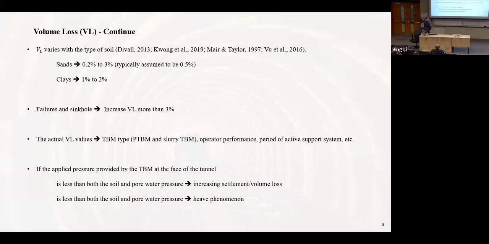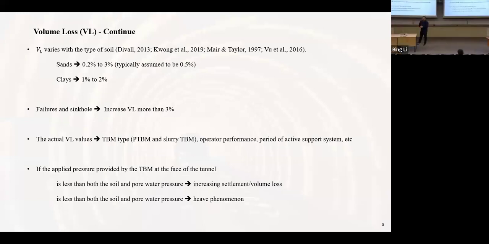As I said, there is a difference between the types of soil. For sand, volume loss is about 0.2% to 3%, typically around 0.5%. For clay, it's about 1 to 2%. For unexpected occurrences like sinkhole failure or something like that, it may increase to more than 3%, most of the time 5 or 6%, which causes a kind of disaster.